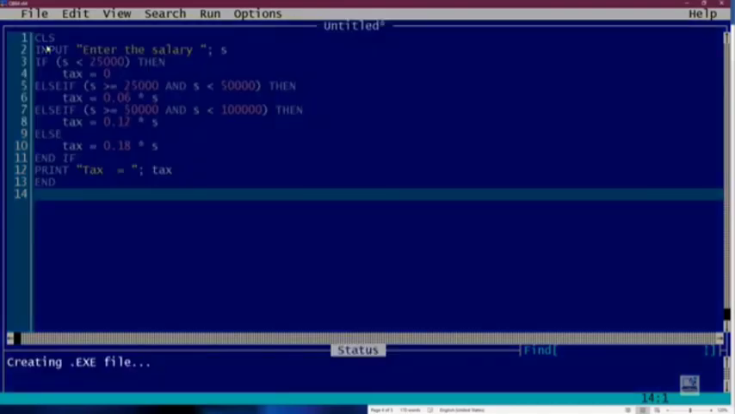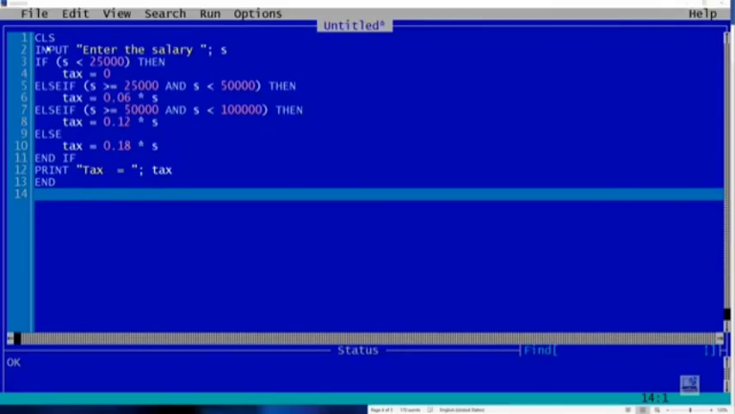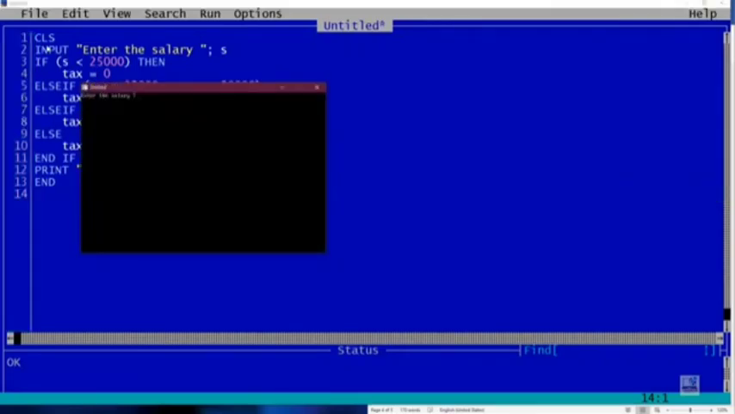I'm executing the program. Output window is coming. Enter the salary. Suppose I enter 65,000. It is 12% slab. Tax is 7,800.